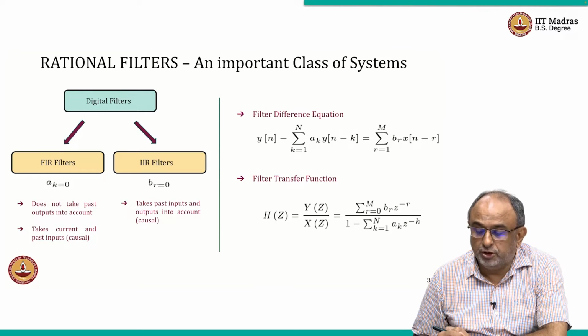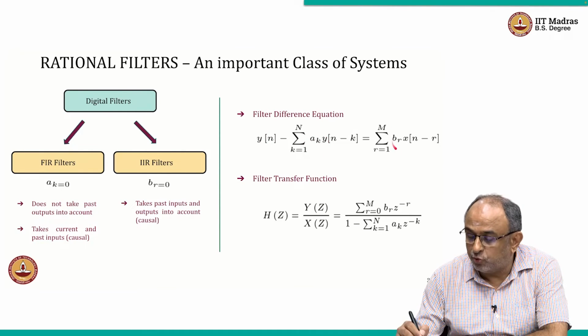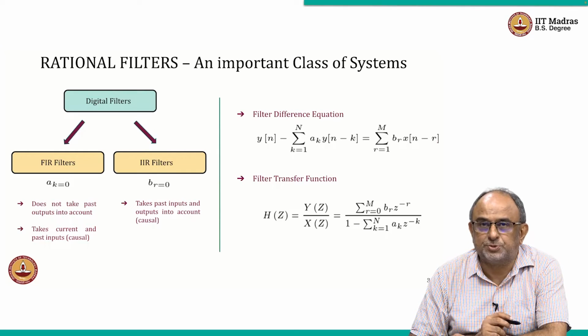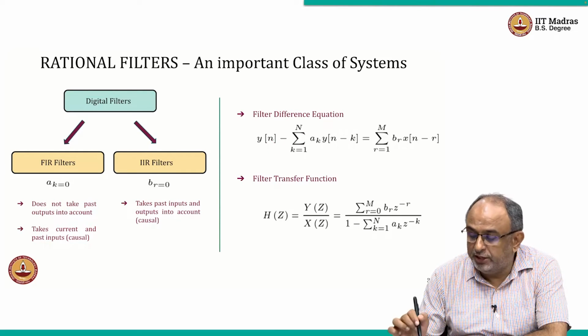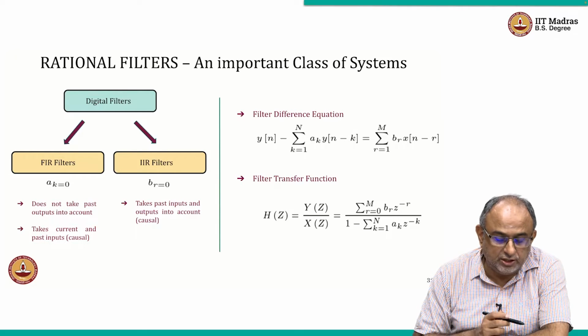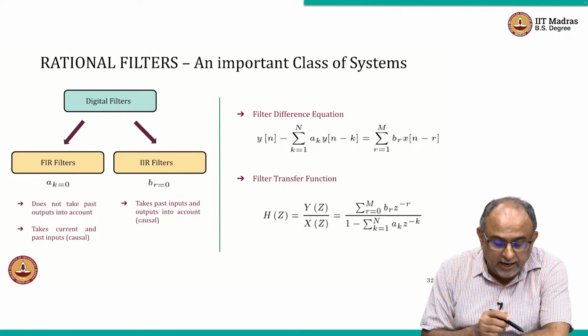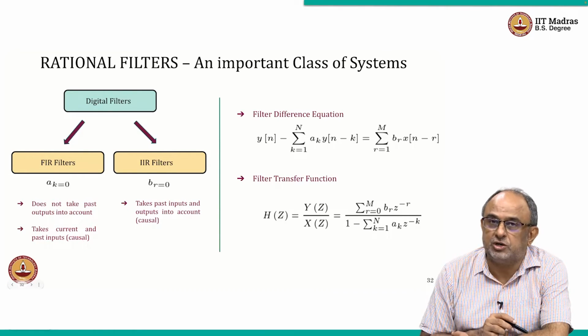Now there are two special cases that we deal with. One is where all the AKs are 0, that is the output y of n depends only on the input. This is called the finite impulse response filter. So, it does not depend on the past outputs. So, y of n only depends on the input, which is called the finite impulse response, and if it only depends on the current and past inputs, we say it is a causal filter.